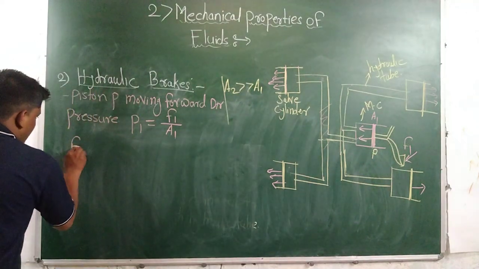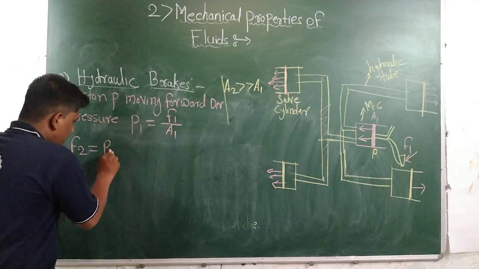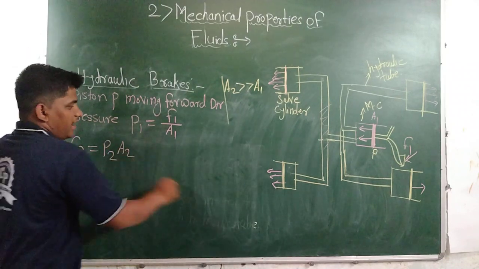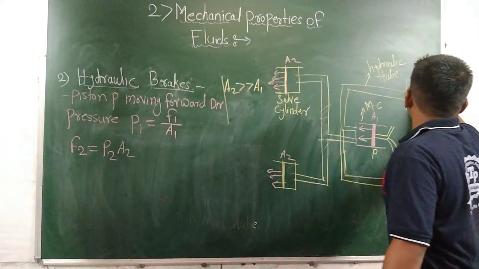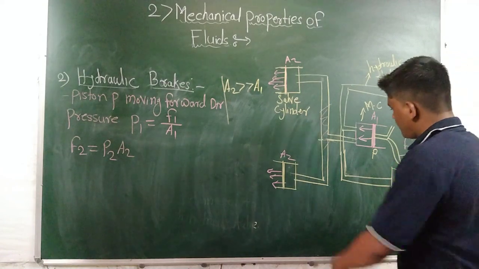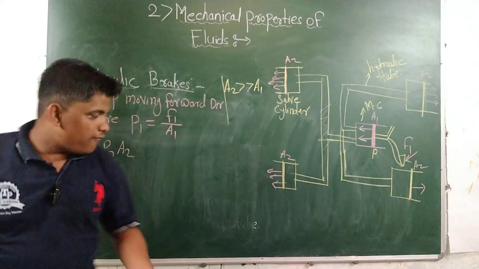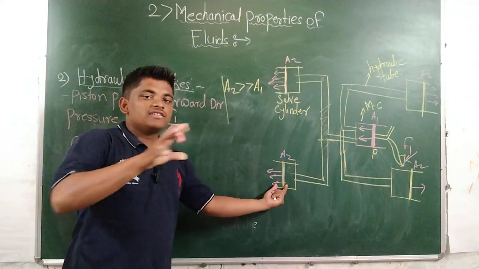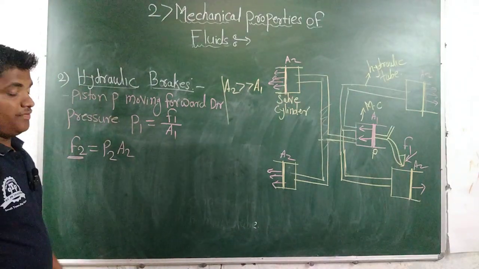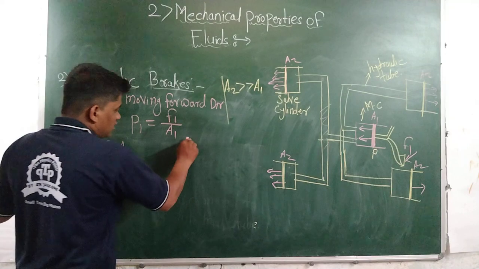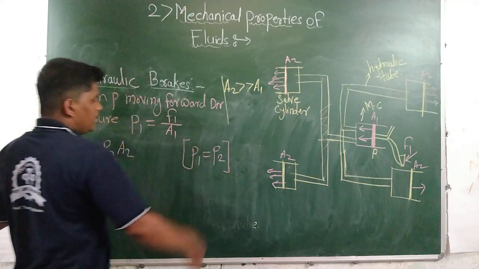Then this force is F2, which is equal to P2 into A2, where A2 is the area of the cross section of the slave cylinders. Each slave cylinder moves in the outward direction, and the force that acts on the rotating disc is force F2. We know that the pressures are the same, that is P1 is equal to P2.